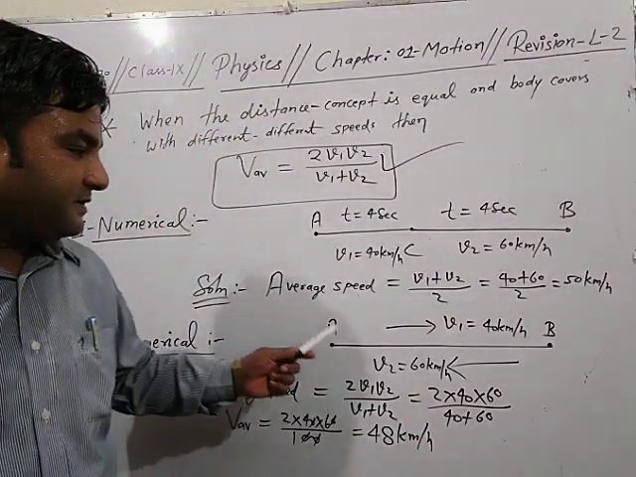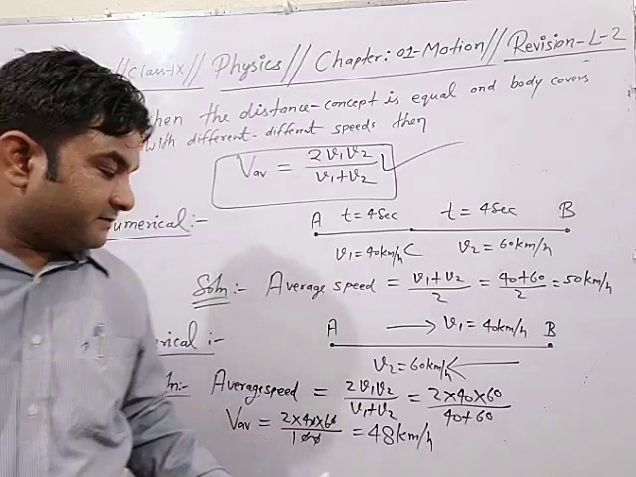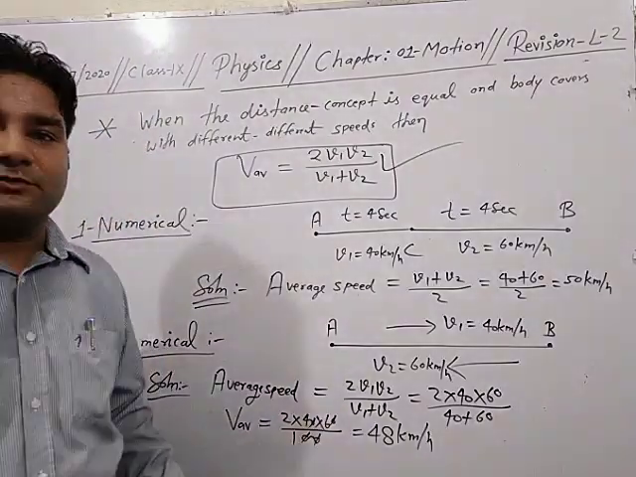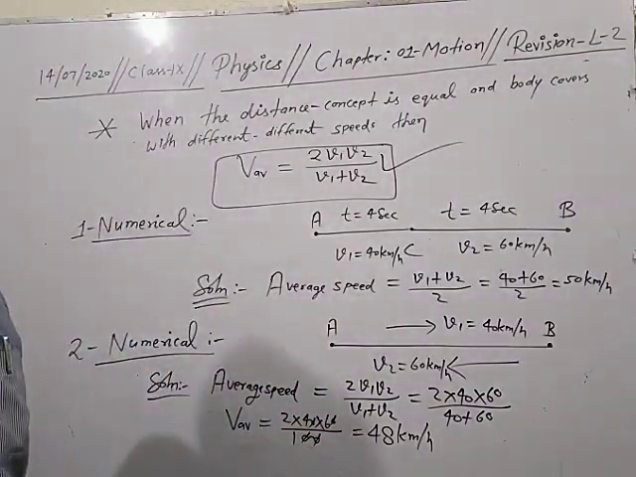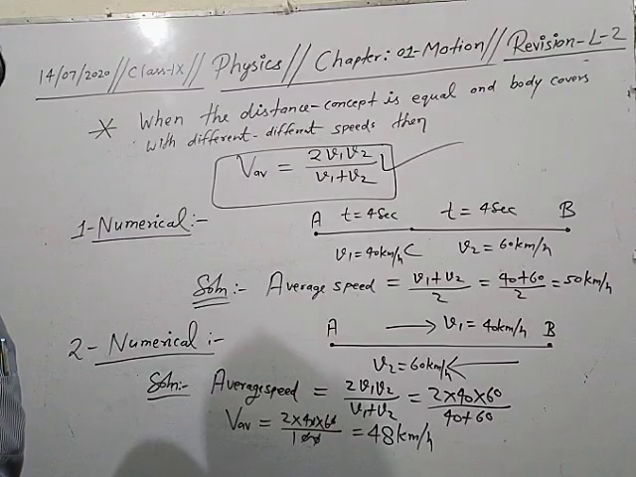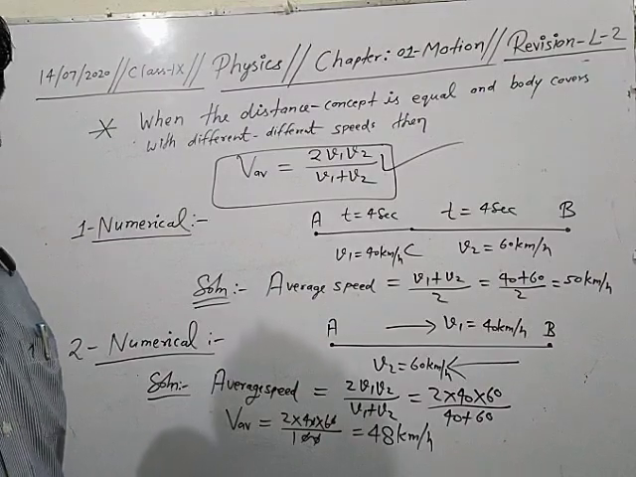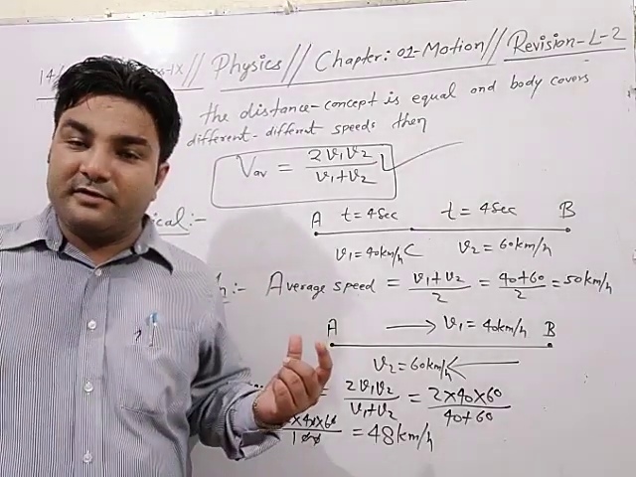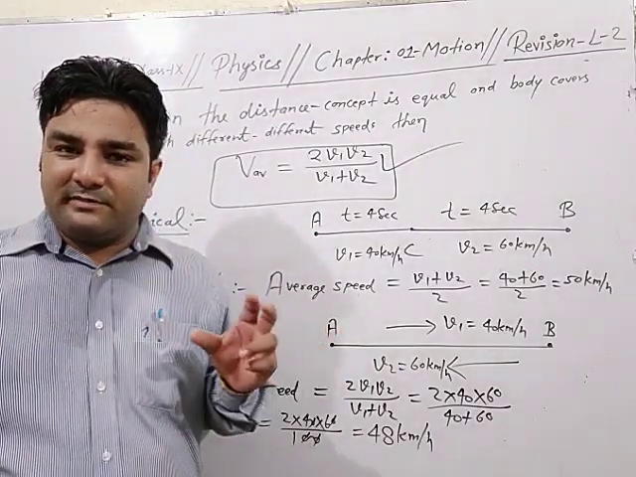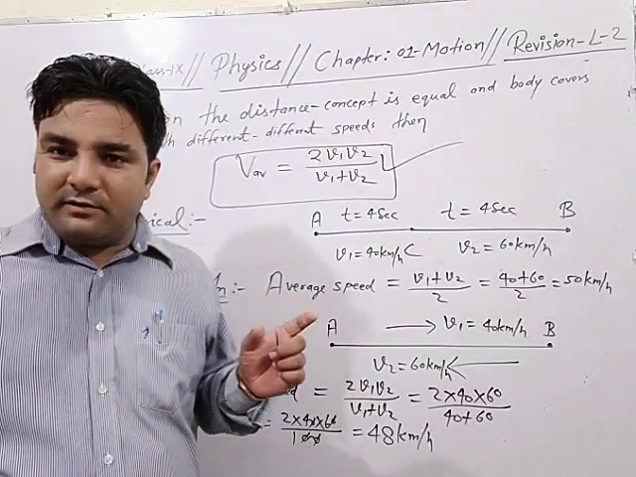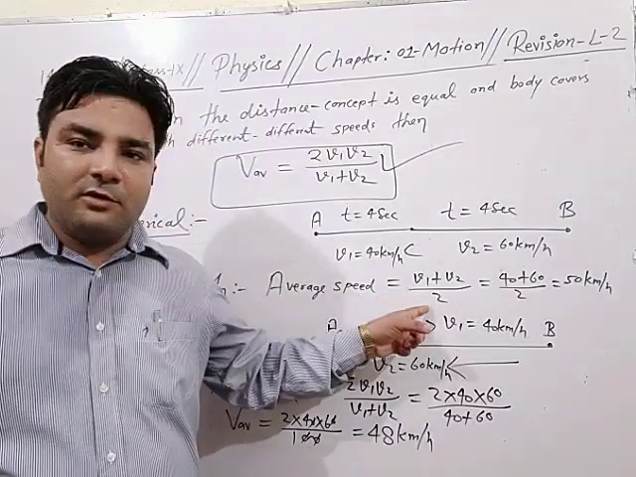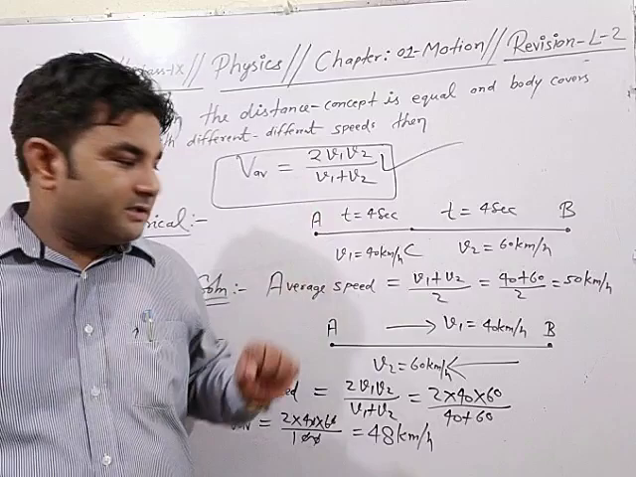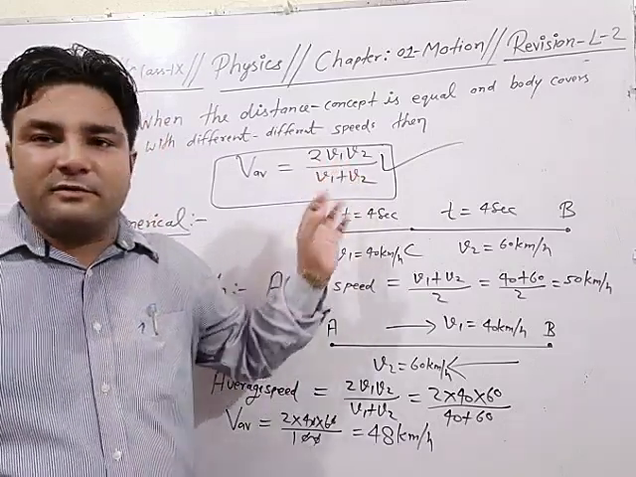In this case the average speed was 50, and in this case the average speed is 48. So just note down, a very easy and very important concept. After the concept of average speed and its formulas in different conditions: first condition, whenever the time interval is the same, the formula is (V1 + V2) / 2. Whenever the distance concept is the same, the formula is 2 V1 V2 / (V1 + V2).